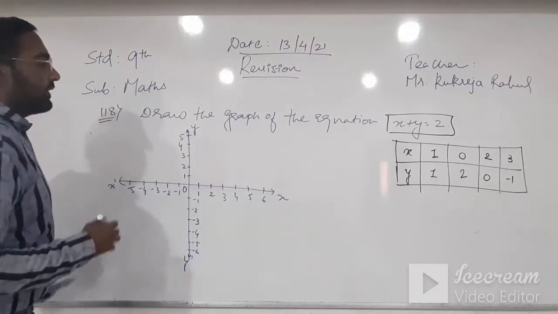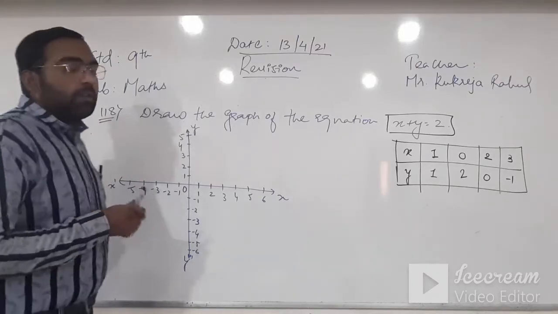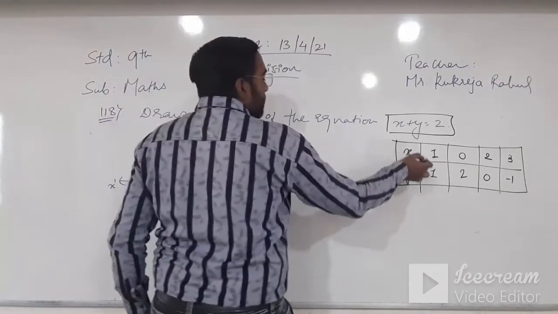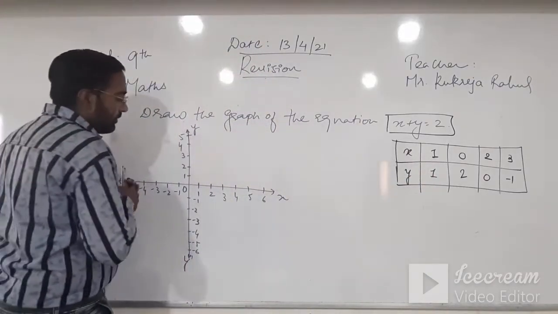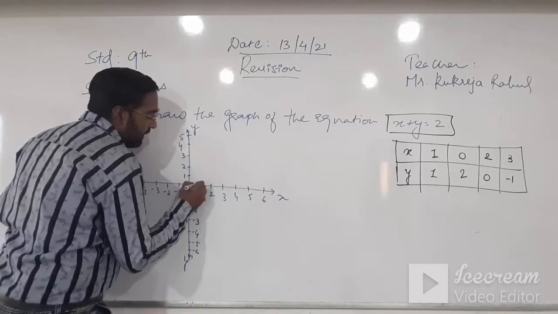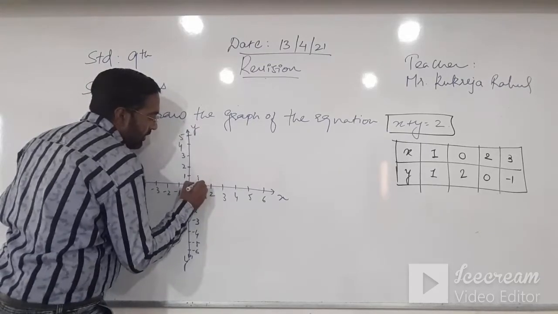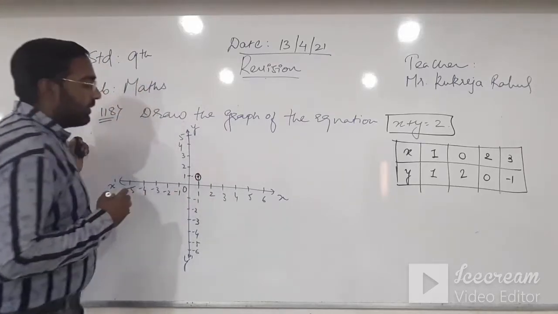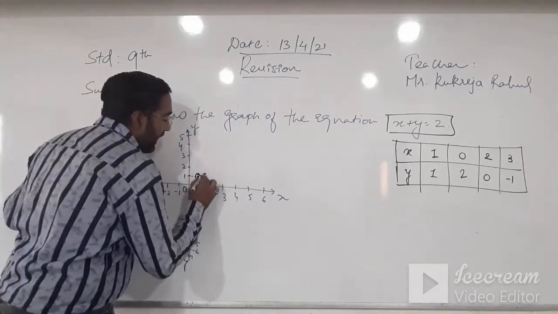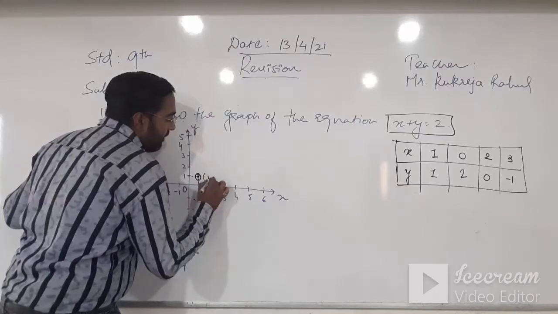Clear? So first of all we are locating the point x comma y, that is 1 comma 1. 1 comma 1 lies at 1 on the x-axis and 1 on the y-axis. 1 comma 1 lies here. Okay? And all of you have to write it like this, 1 comma 1, here.